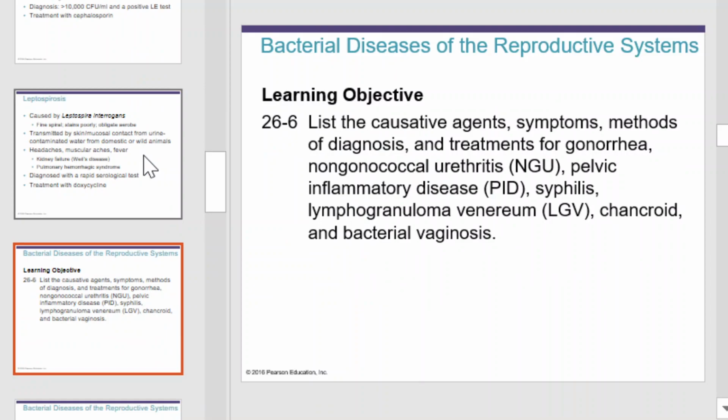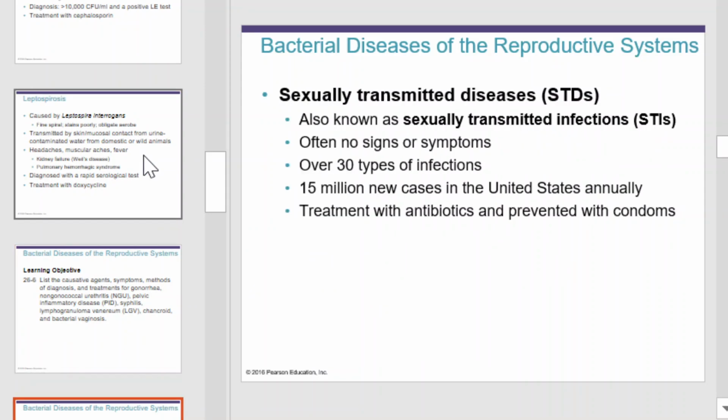Bacterial species and diseases of the reproductive system. The reproductive system, when we consider diseases, is often associated with sexual transmission. Sexually transmitted diseases, also known as sexually transmitted infections, often have no signs or symptoms, but account for over 30 types of infections. There are 15 million new cases in the United States annually, and treatment is often done with antibiotics and preventatives like condoms.